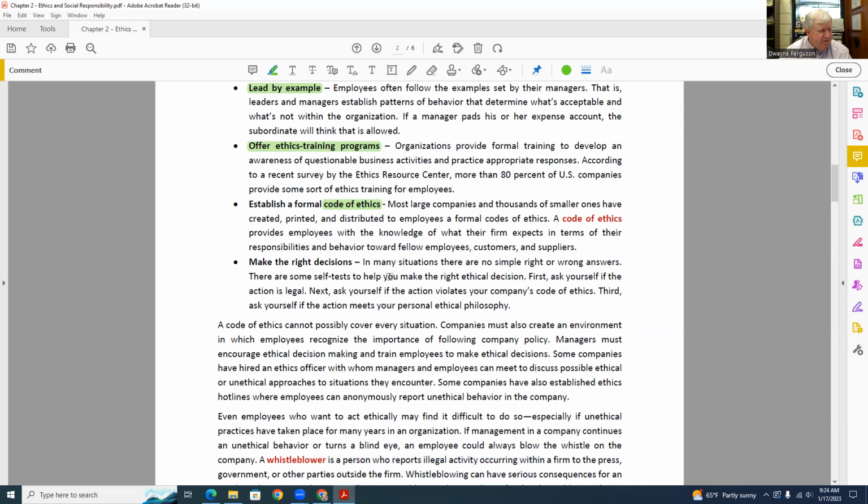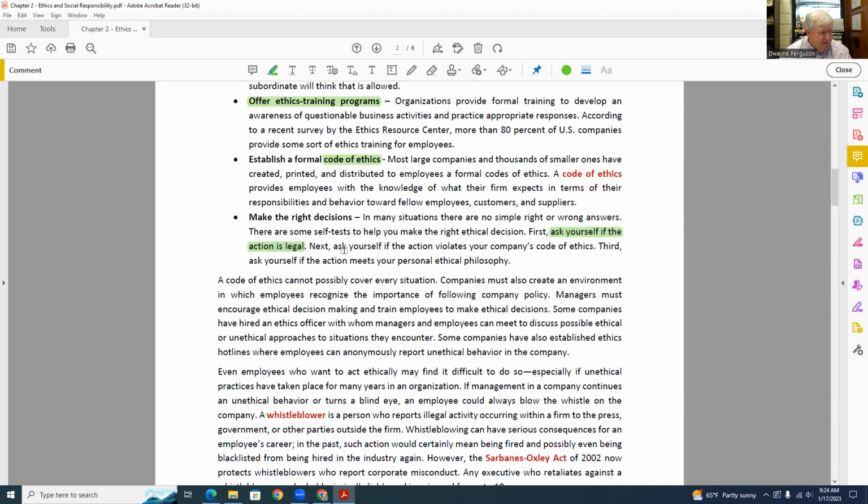So make the right decisions in situations where there are no simple right or wrong answers. You can do some self-tests. First, ask yourself if the action is legal. So you certainly don't want to do something that's illegal and set yourself up to be charged with a crime. Next, ask yourself if the action violates the code of ethics. So the company would say, yes, you can do or you can't do certain things, but a lot of things they don't even speak to, situations that you might be in.